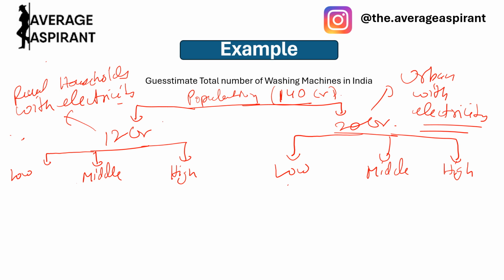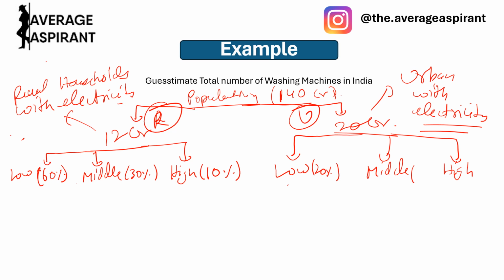Now, tell the interviewer, in rural area, this was rural R, this was urban U. In rural areas, there are usually more lower income people. 60% we are assuming would be lower, middle would be 30, and high would be really less, like 10%. Tell all these assumptions to the interviewer very clearly. In urban, there are usually fewer people with low income, 20%, let's say. Middle income segment is very high, 60%, and higher we are taking 20%.